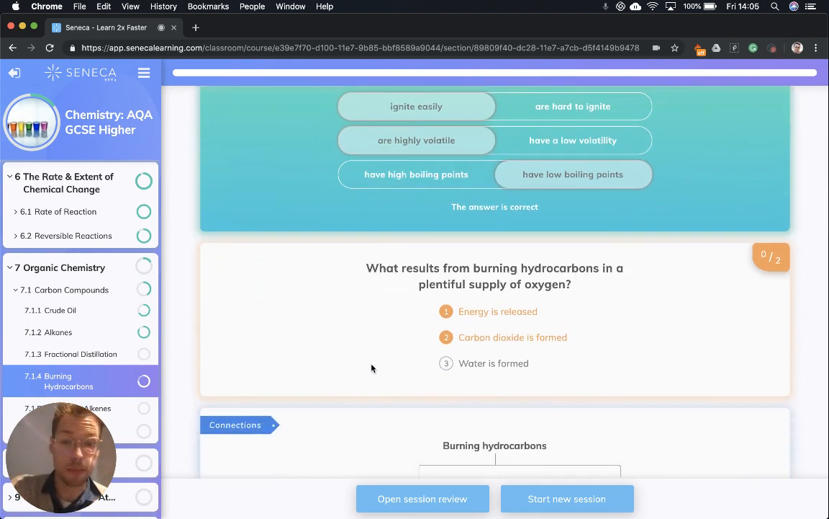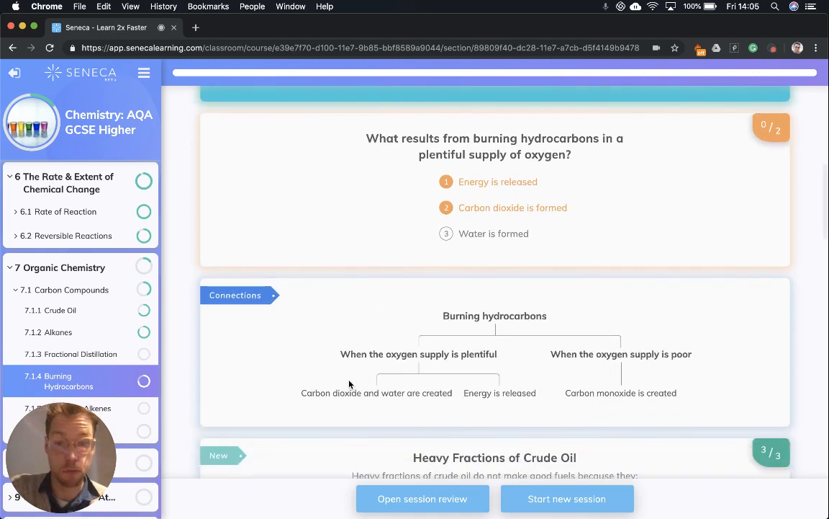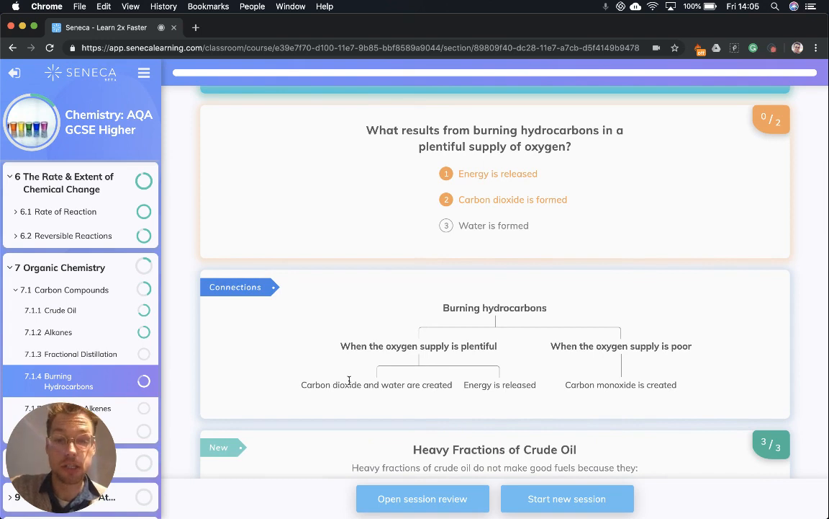And when we burn hydrocarbons in oxygen, three key things happen. We release energy, carbon dioxide is formed, and water is formed. Okay, so let's just go over the difference between when there's lots of oxygen and when there's not enough.